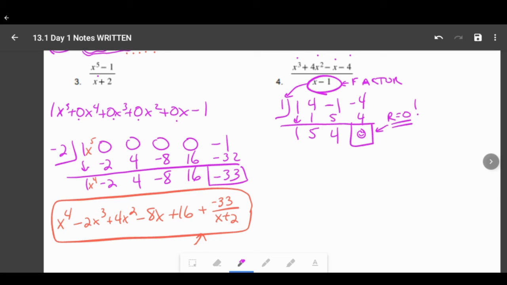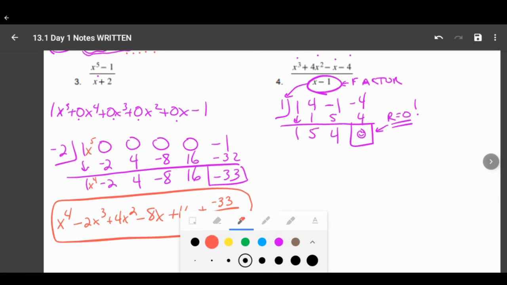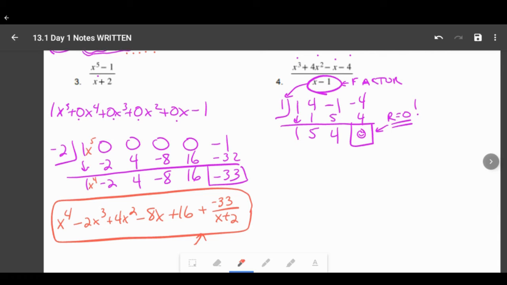So how do we do that? Well, if I take what was left over here, so it was x cubed, so now it becomes x squared plus 5x plus 4. So I know that that is the quotient. That's the remaining answer as I go through after I do my division, right? It's x squared plus 5x plus 4.